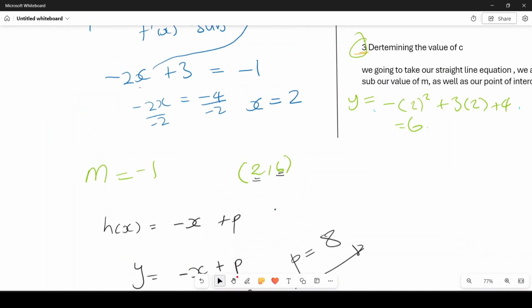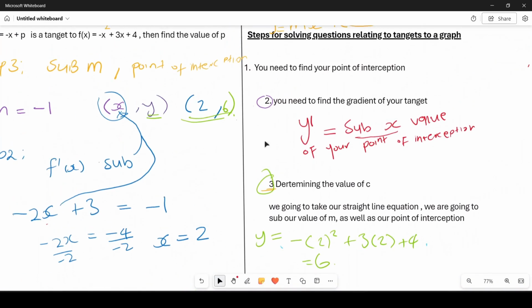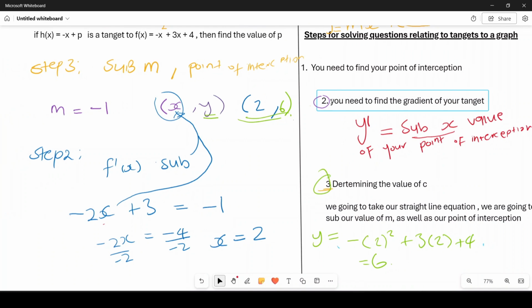Right. Now, can you see that we have still used the very same steps? You still need to use the very same steps to solve whatever question they're asking you. We still use these steps to determine our value of p. It's just that now we weren't working from step 1, 2, and then 3. We didn't work in a particular order, but we still used the very same steps to find our value of p.